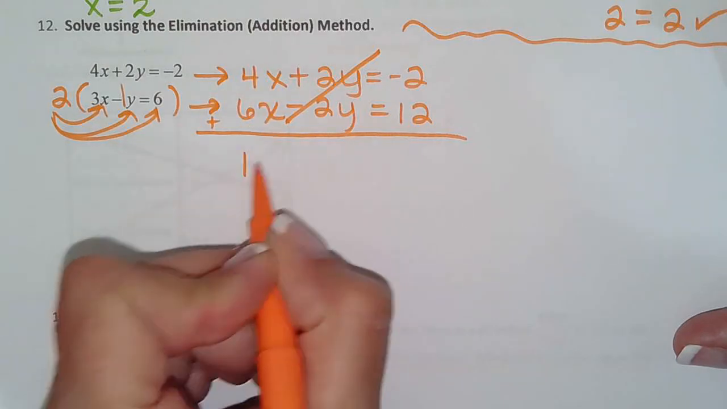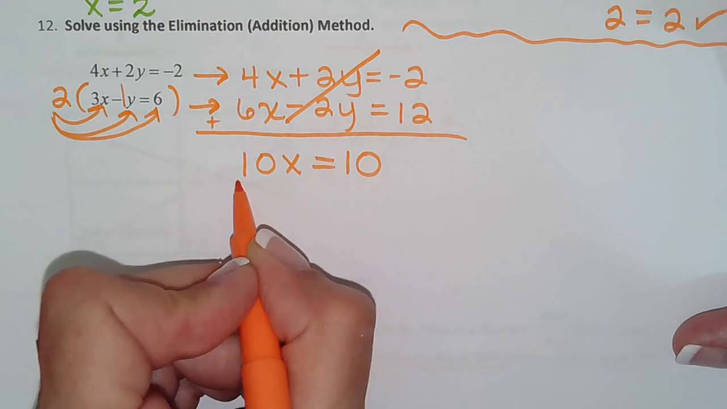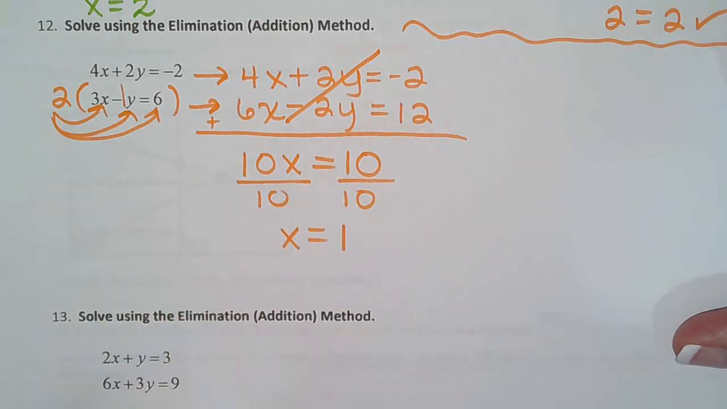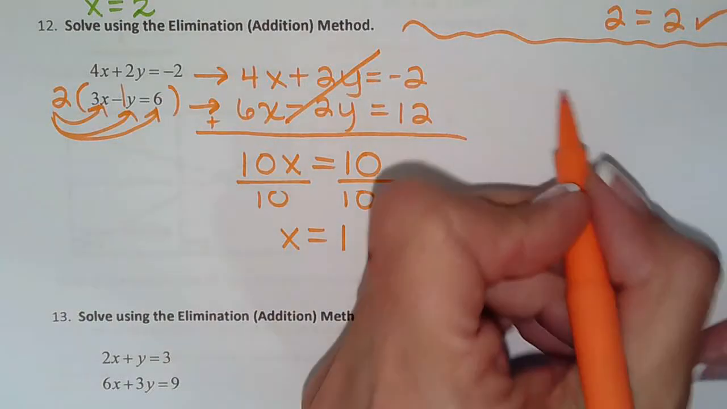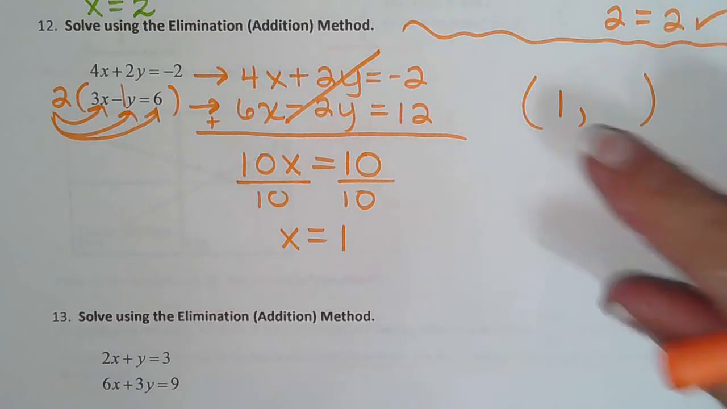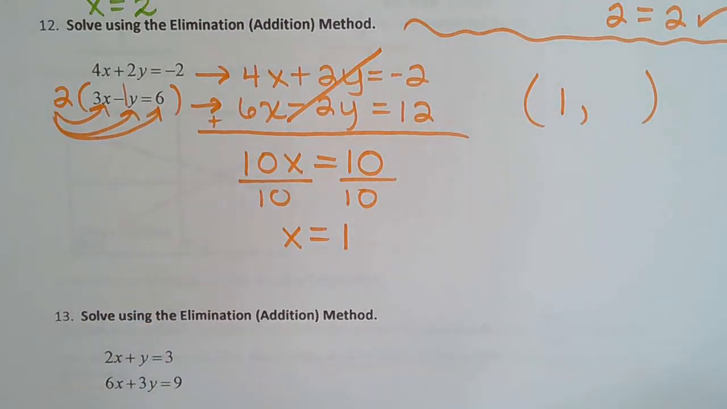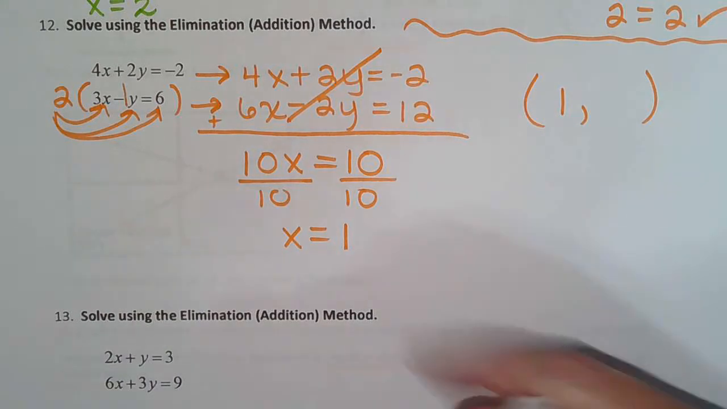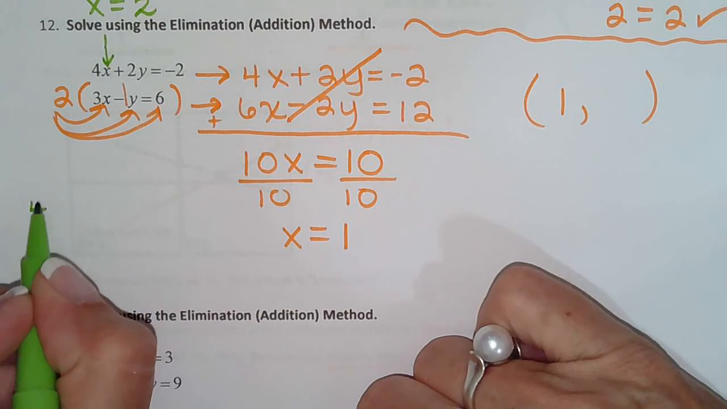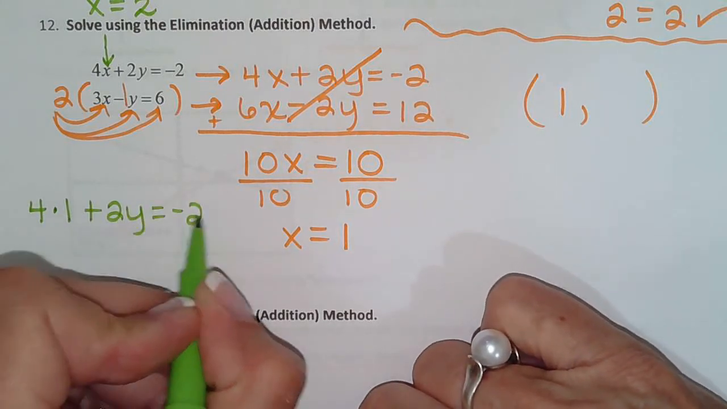So 10x equals 12 minus 2 is 10. So x is 1. So we go up here, put our 1 in the x slot. So they both have 1 negative. Let's go ahead and use the top one. So make x 1. So 4 times 1 plus 2y equals negative 2.